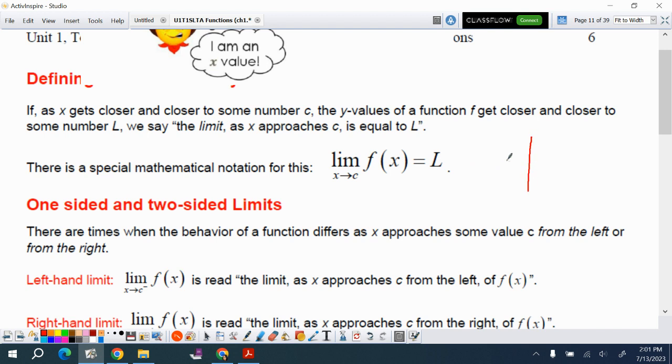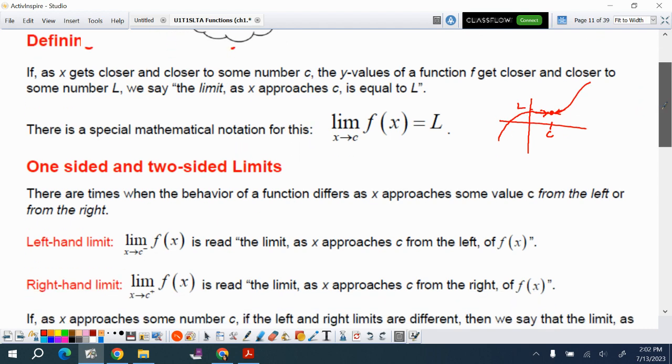So for example, from a graph point of view, let's say this is c. The function value gets closer and closer as you come closer and closer to c. This number is L. L is a y value, c is an x value. x gets closer and closer to c. What is the y value?